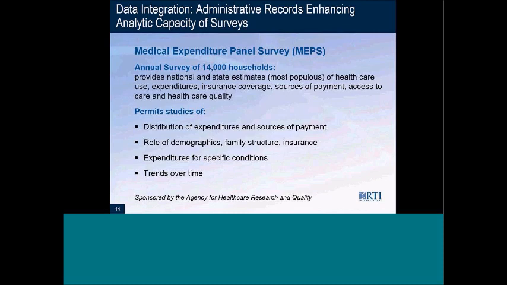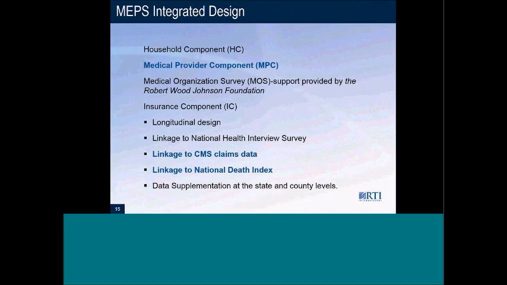So in terms of details of the integrated design, the household survey, right at the start of the design, recognizes that individuals in the household are good at reporting their insurance coverage, their health status, and their utilization, but financial transactions are questionable in terms of knowing the final payments that have been negotiated. So right at the beginning of the design, there's a component known as the medical provider component, where permission is given from household respondents to go to the medical providers to actually get information on the expenditures.